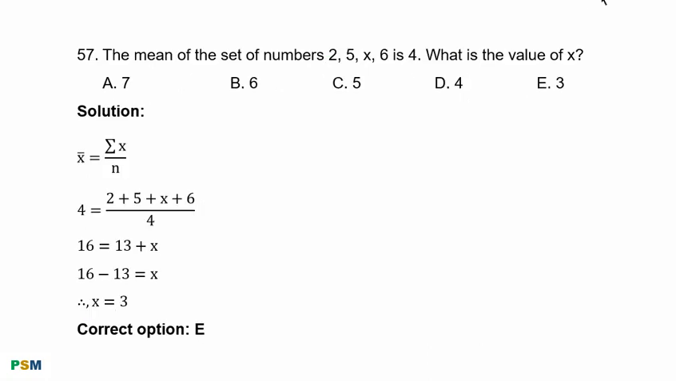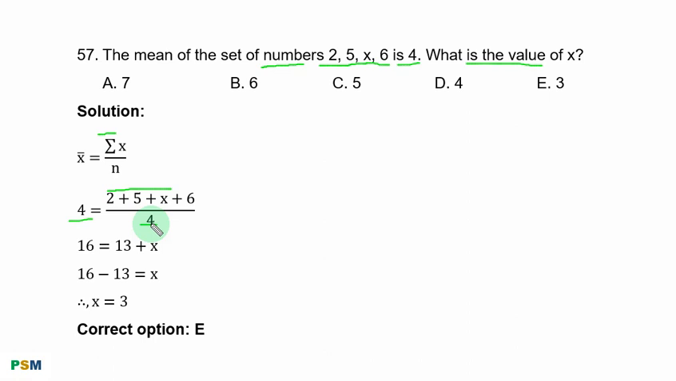Question 57. The mean of the set of numbers 2, 5, S, 6 is 4. What is the value of S? Solution. You have ungrouped data. The mean, x-bar, is equal to summation x over n. The mean is 4. You add the 4 given numbers, divide by 4.